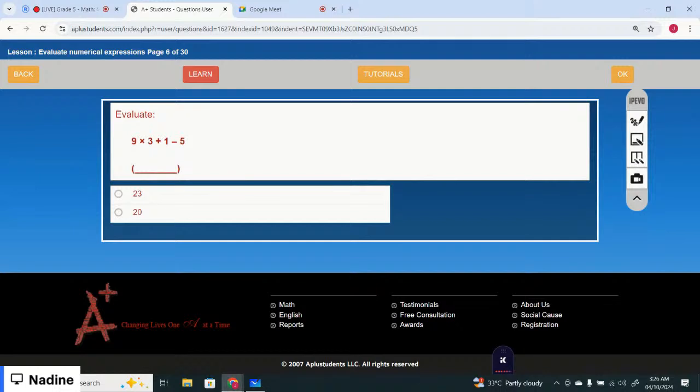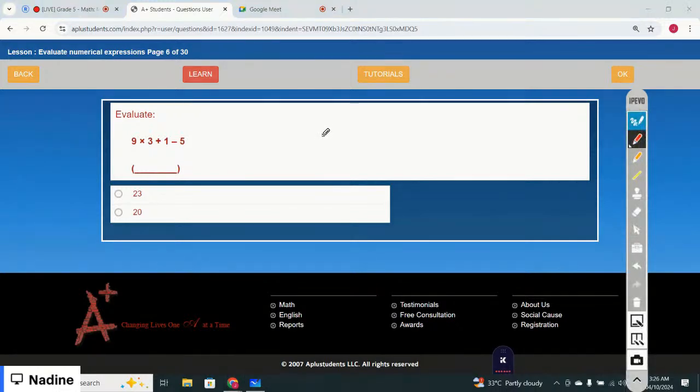Which is the correct option? You are given multiplication, addition, and subtraction, right? Multiplication has higher priority over addition and subtraction. You have to multiply first. 9 times 3 is 27, right?